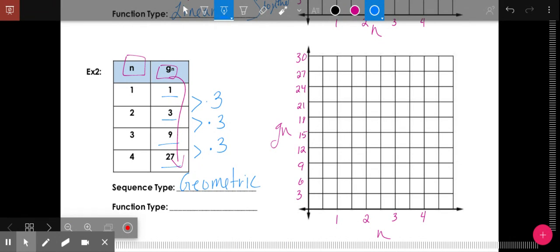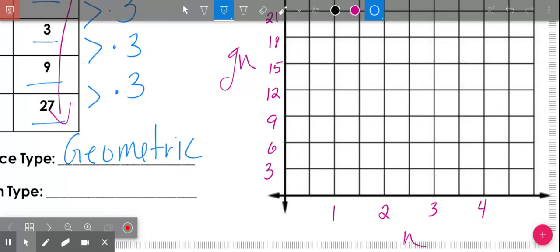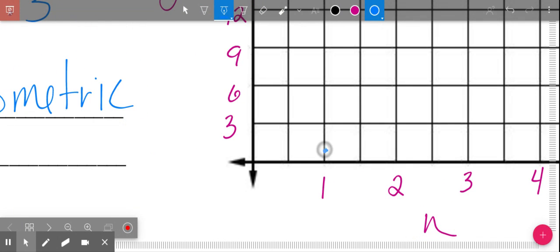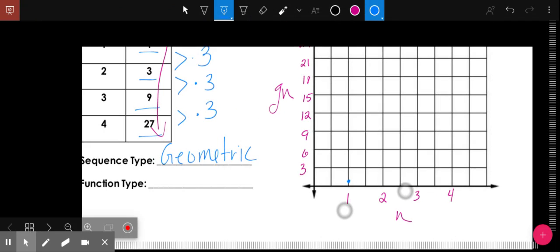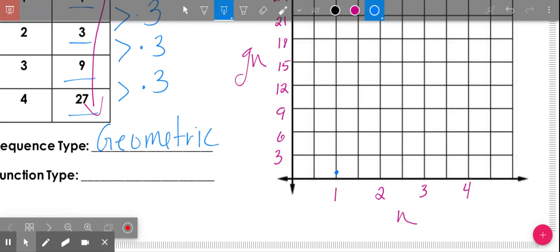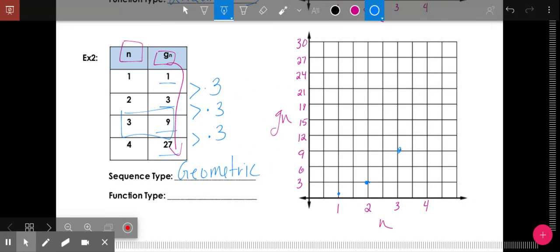So my first one was 1, 1. So over to 1. And 1 we're going to estimate is about right there. Then I have 2, 3. That one was easy. Then I had 3, 9. So 3 up to 9. And then 4, 27. So 4 and then way up to 27. Now remember, we do not connect them because sequences are just individual numbers.